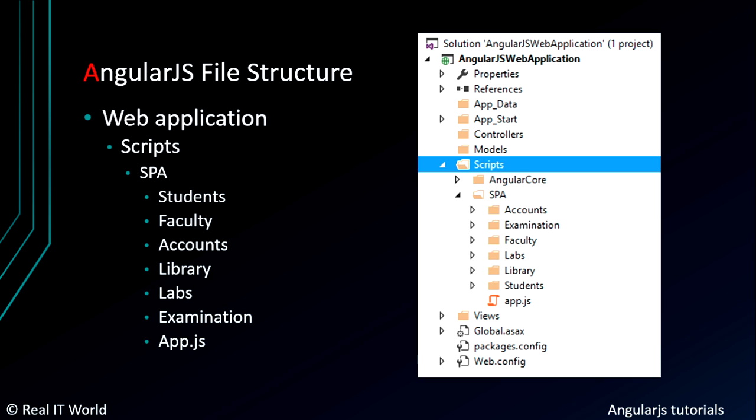Accounts is a module folder for account section related work. Examination folder is for examination related work. So all these are the modules inside our application. App.js is the root AngularJS application file.